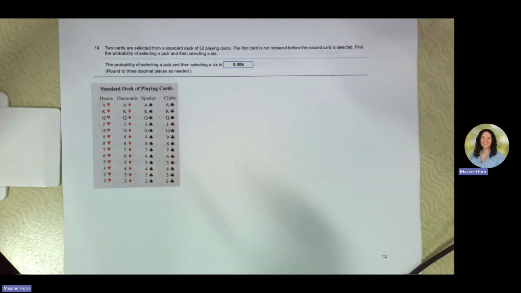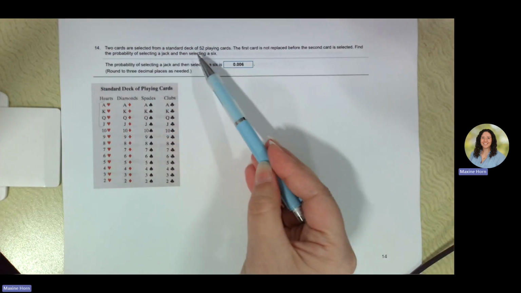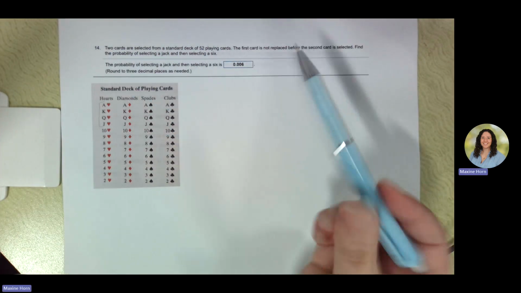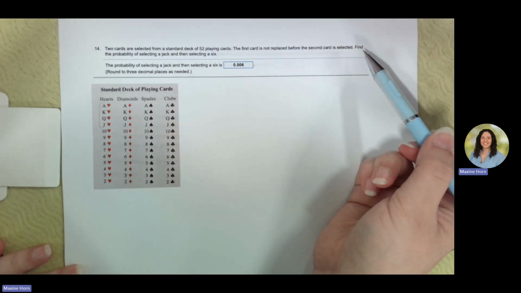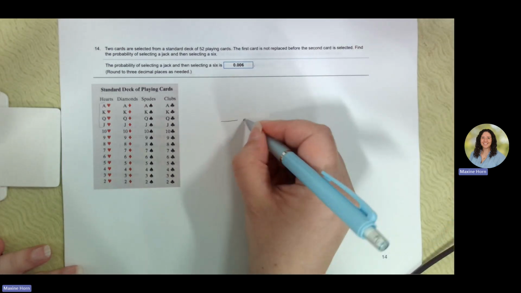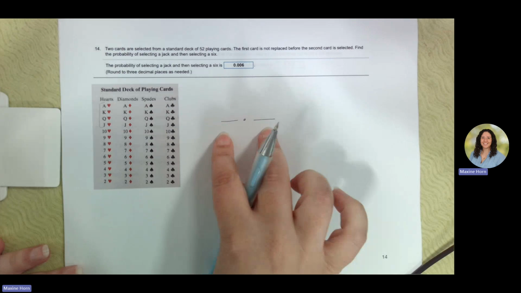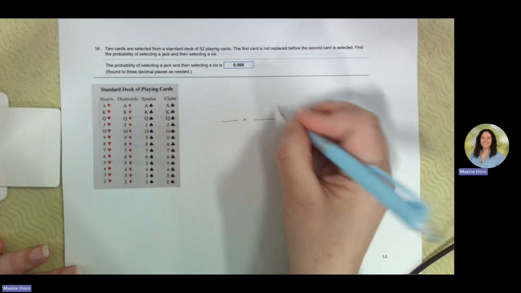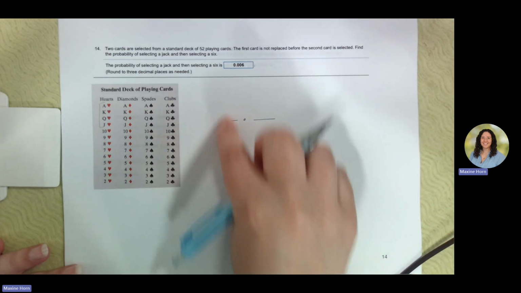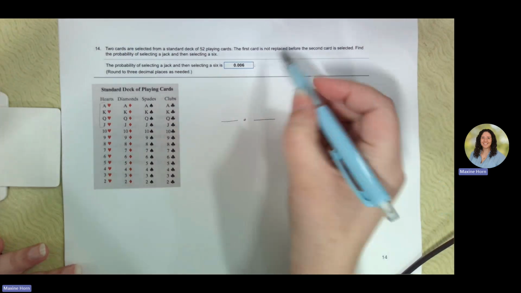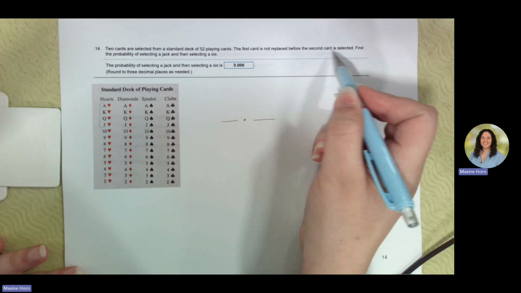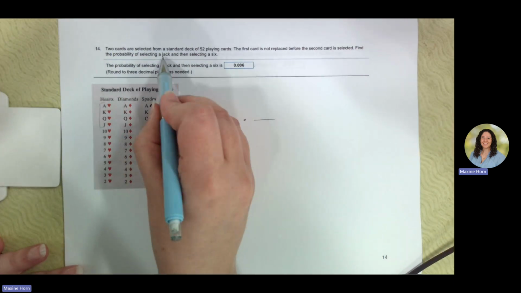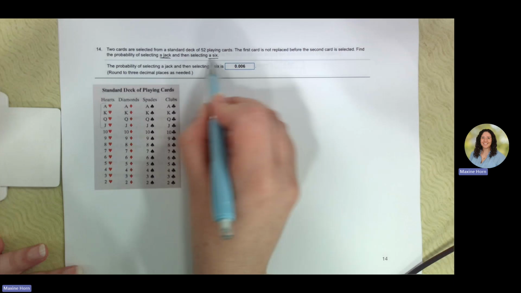Okay, so let's go through now that we know a little bit about what a deck of cards looks like and answer this question. Okay, 2 cards selected from a standard deck of 52 cards. We're pulling 2 cards, one after the other. So we're going to have 2 fractions, and we're going to multiply them together. So this fraction is the first card pull. This fraction is the second card pull, like the probability of the first and the probability of the second. The first card is not replaced before the second card is selected. Find the probability of selecting a jack and then selecting a 6.